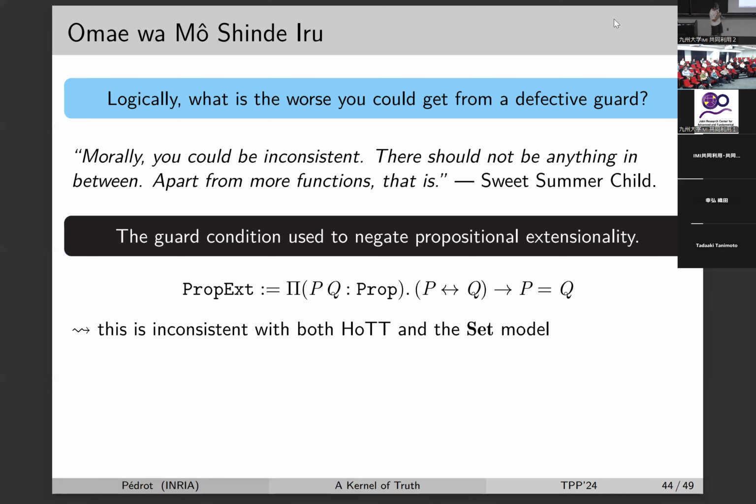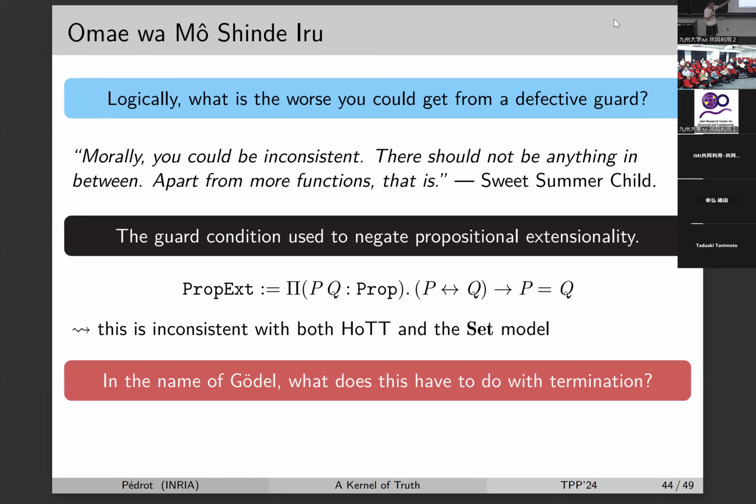Okay, so there was this very funny example where a few years ago we realized that the guard condition was able to negate the following property. That's propositional extensionality. It says that if you take two propositions P and Q, if P is logically equivalent to Q, then they are equal. And both in homotopy theory and the set theoretic models, this should be true, right? So how come the guard condition, which is supposed to say when a fixed point is well defined, what's the link between those two things? What the hell?